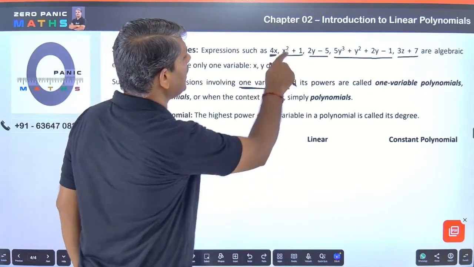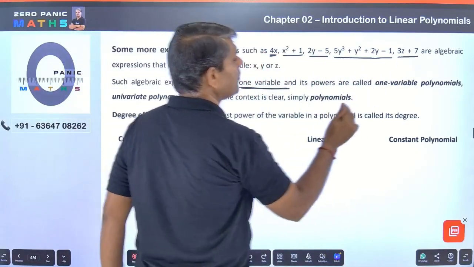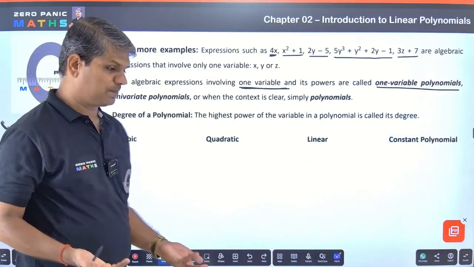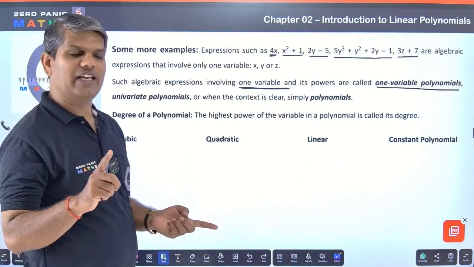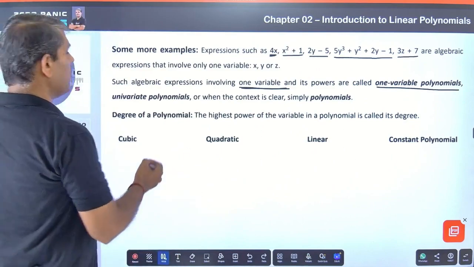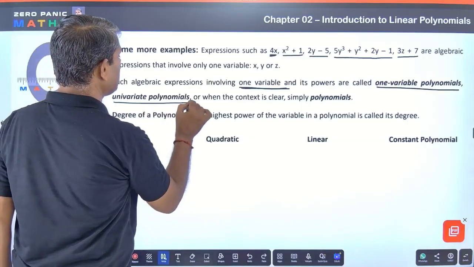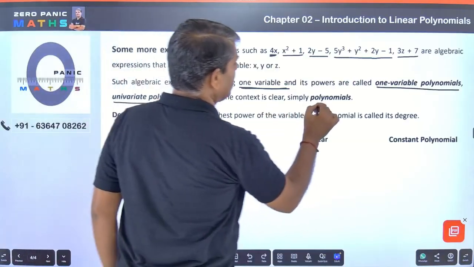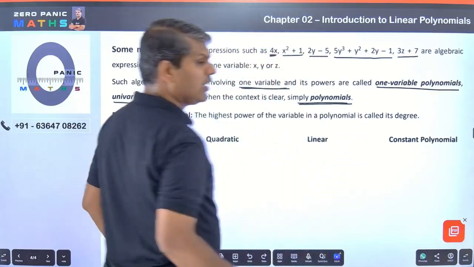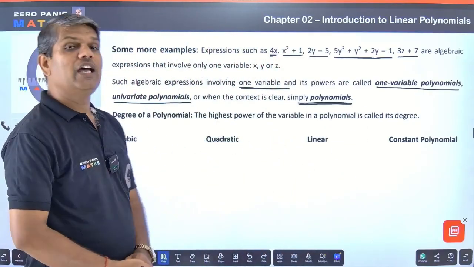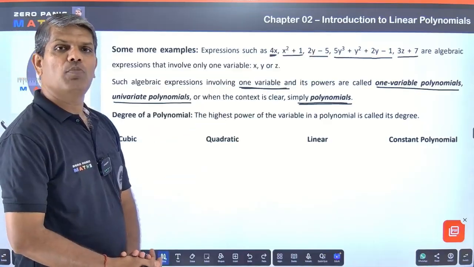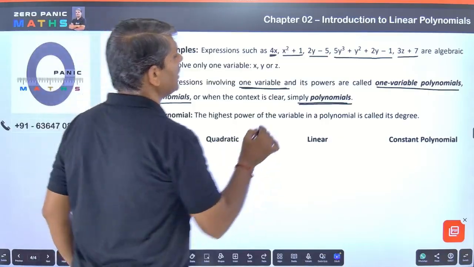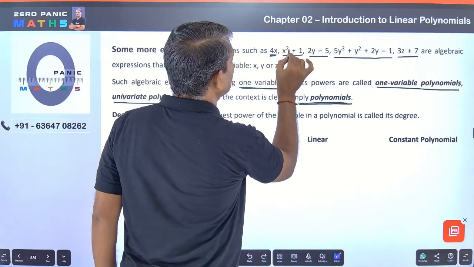So such an algebraic expression involving only one variable and its powers, like x square or x cube, is called a one variable polynomial. It's a simple definition. Because it has only one variable inside it, it is called a one variable polynomial or univariate polynomial. Or you can simply call it a polynomial also. When we get into more details of the concept, we can call them polynomials also.